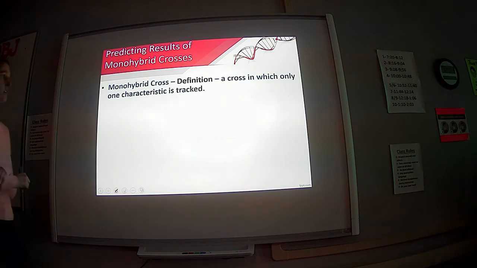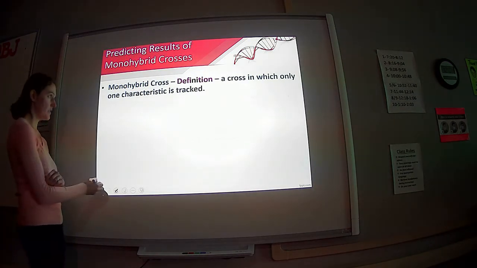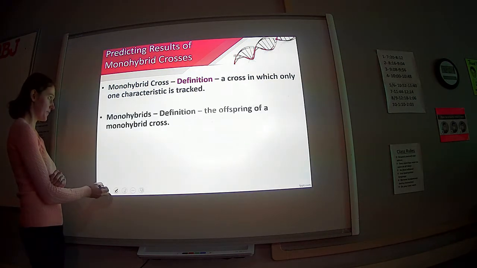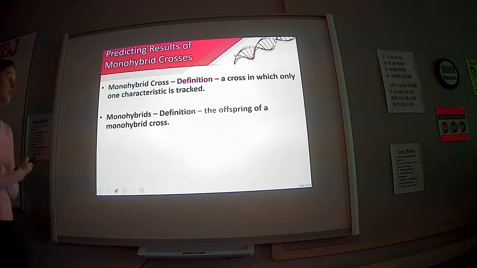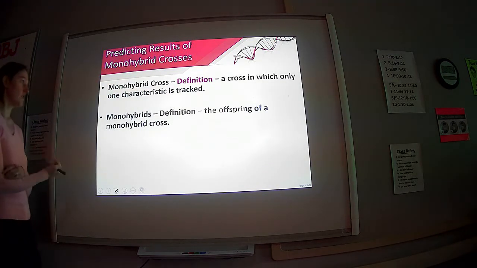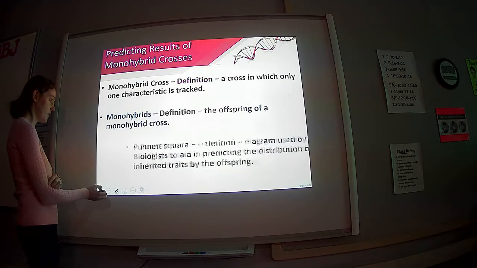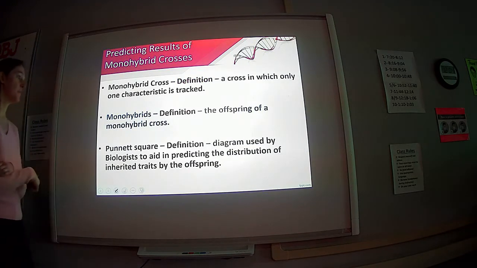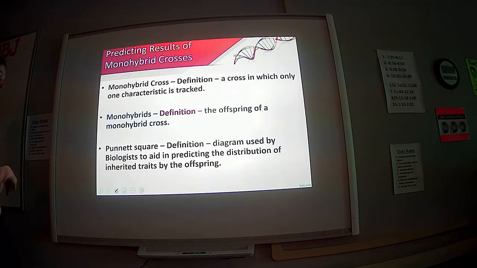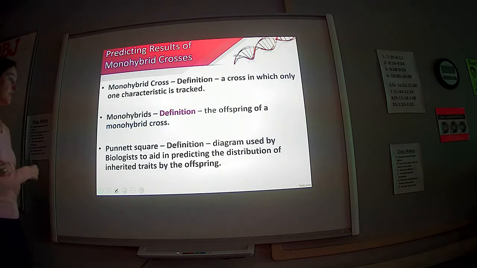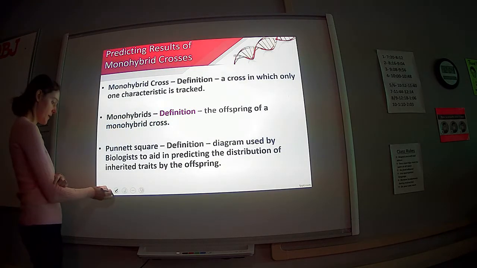A monohybrid cross is a cross in which only one characteristic is going to be tracked. We tend to call these monohybrids. It's just the offspring of a monohybrid cross. And we're going to be using Punnett squares, which is a diagram used by biologists to aid in predicting the distribution of inherited traits by the offspring.